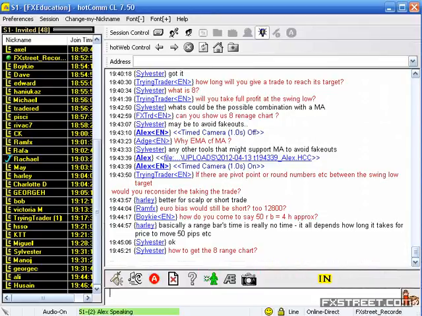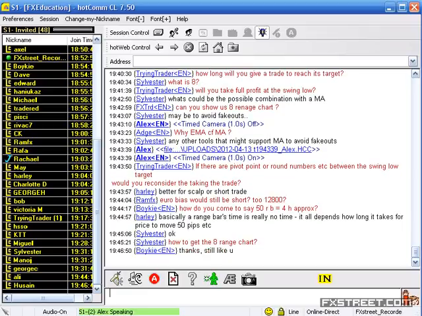To get the range chart, Sylvester, there are plugins available out there on the internet if you go to Google and stuff like that. I personally don't use them. I use NinjaTrader, as you can see in front of you here, and they're provided as standard by NinjaTrader.